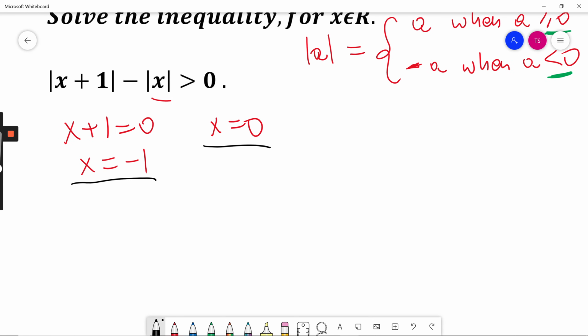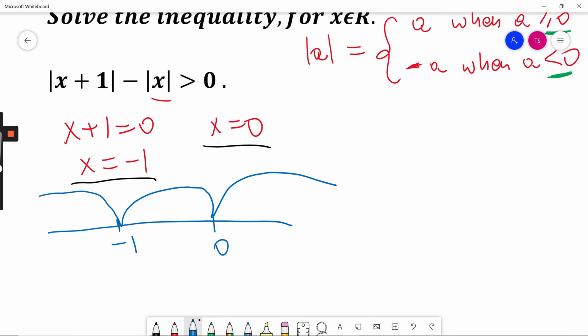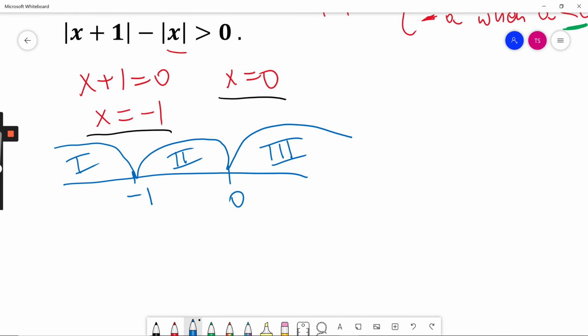So to solve this inequality, I will check what's happening in three intervals: from minus infinity to negative 1, from minus 1 to 0, and from 0 to plus infinity. So first interval, x is less or equal to negative 1.